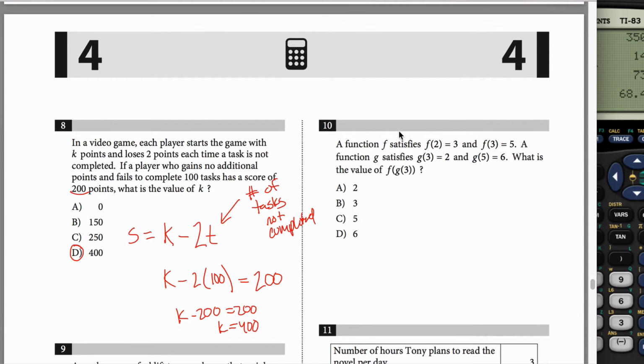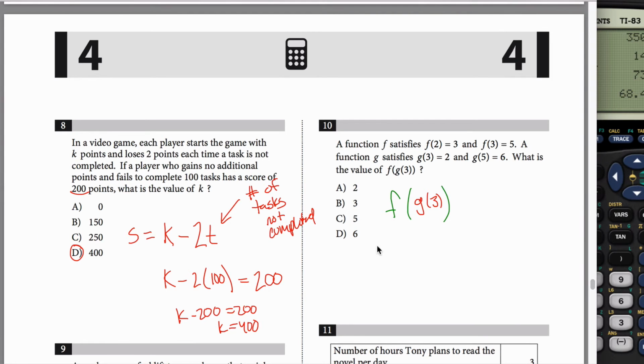And number 10. A function f satisfies f of 2 equals 3, f of 3 equals 5. A function g satisfies g of 3 equals 2, and g of 5 equals 6. What is the value of f of g of 3? Composite functions. When you're trying to figure out f of g of 3, you work from the inside out. So figure out what's in red. Figure out g of 3.